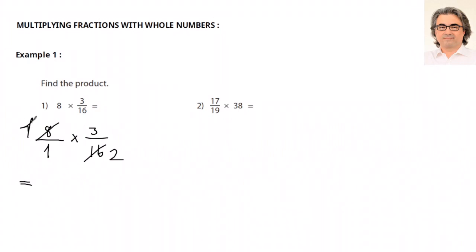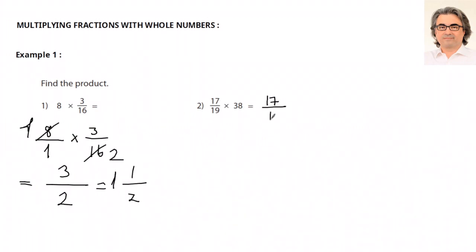Now, finally, 1 times 3 is the result. 1 times 2 is the result. So the final result is 3 over 2. It means 1 and 1 over 2, if you write it as a mixed number. What about this one?